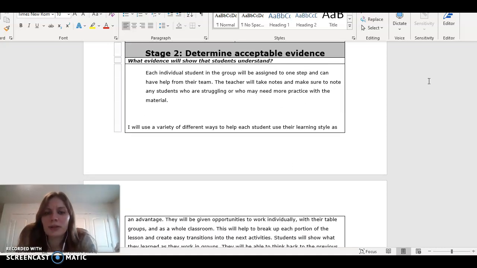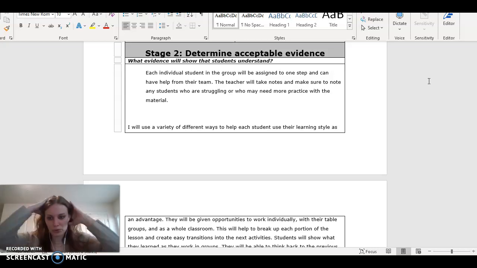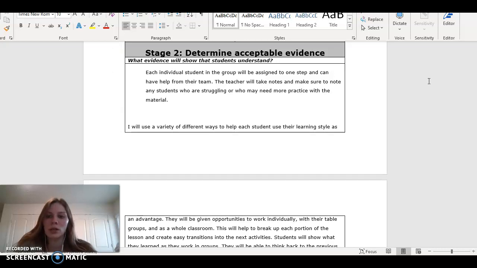The evidence I'll be looking for in my ELLs is that each individual student, even though they are working in a group, will each be assigned a step to accomplish to help their group. They'll all take turns so that not just one student who may be more outgoing is doing all the work. And as a teacher, I can walk around and take notes and help guide any students who may be struggling with their step.